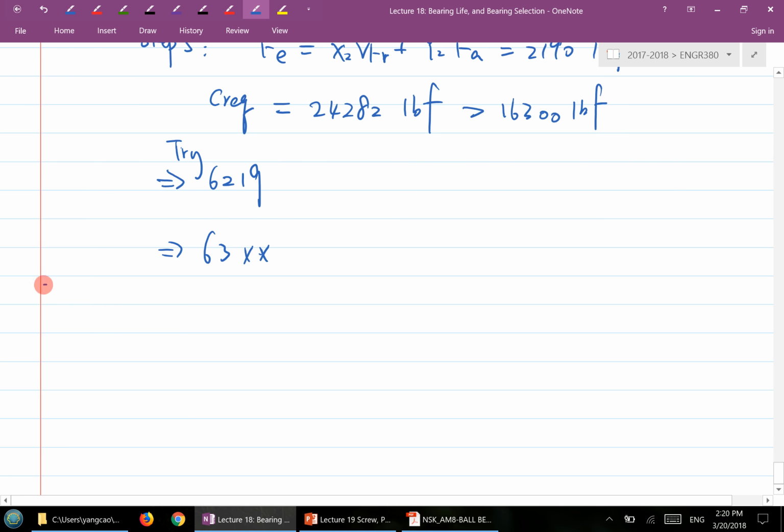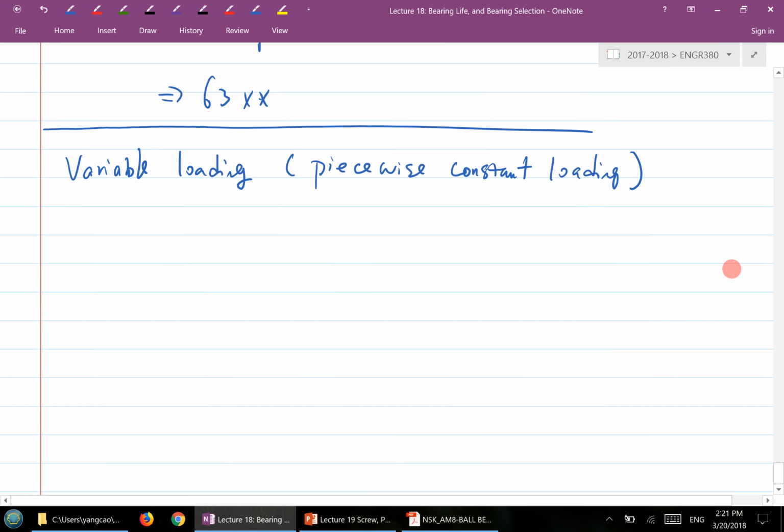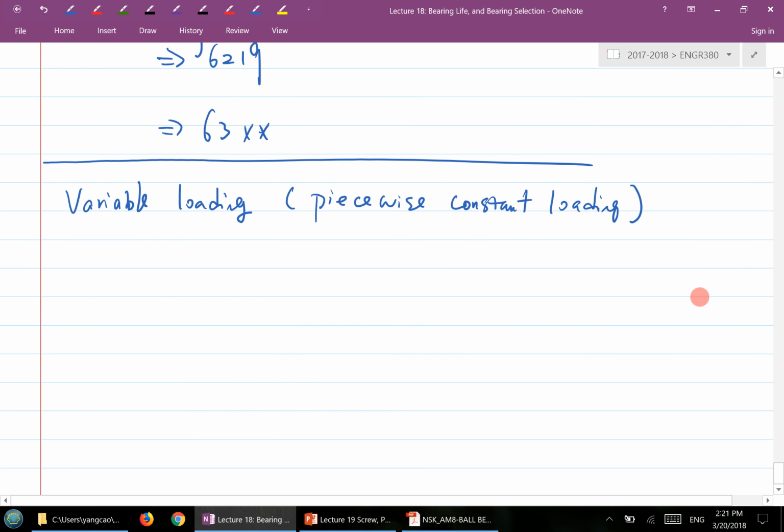The last knowledge point for the bearing is one more scenario, so we'll be able to finish this. We have another scenario called variable loading. In particular, we're going to look at piecewise constant loading. I'll present a case to let you know what is meant by variable loading, or piecewise constant loading.